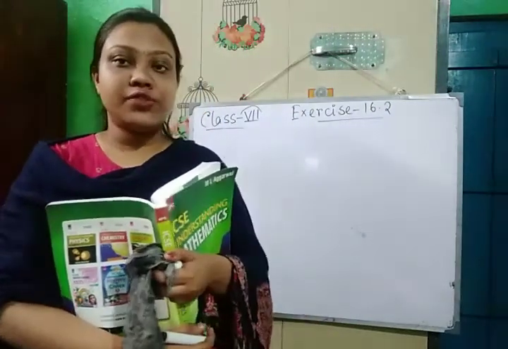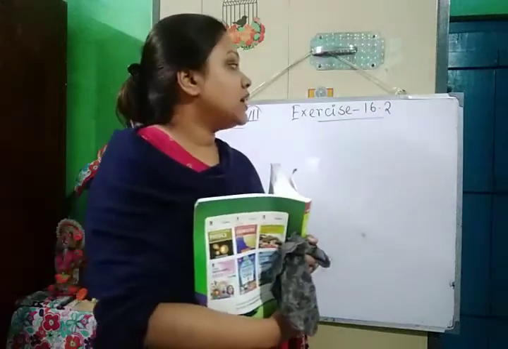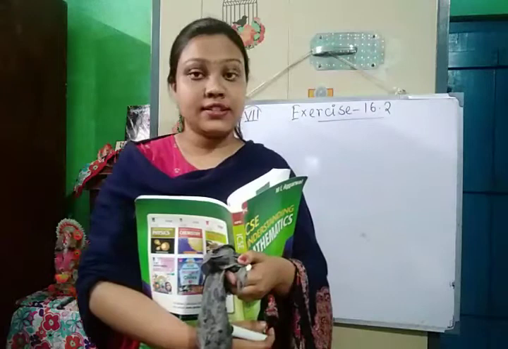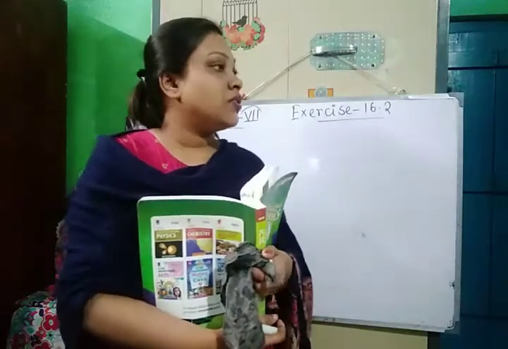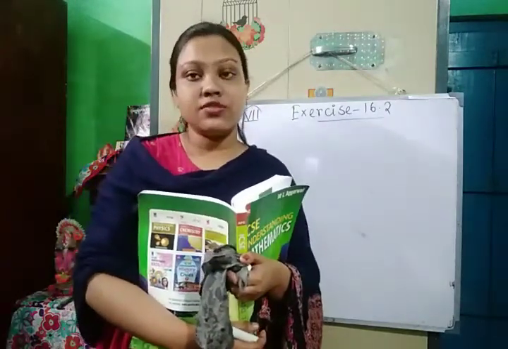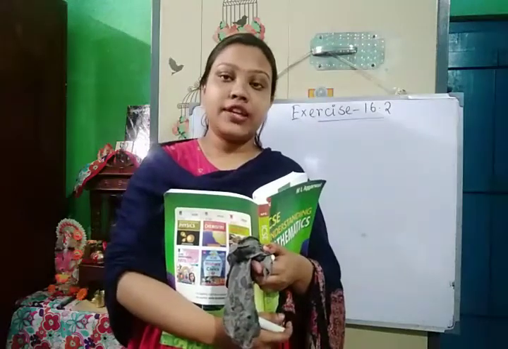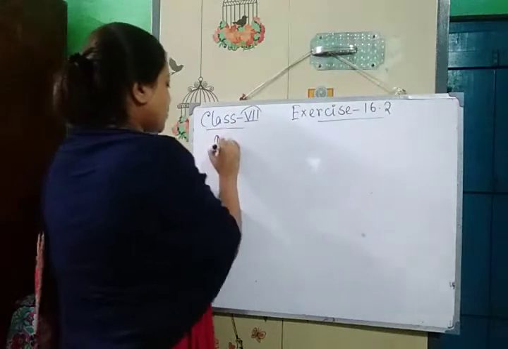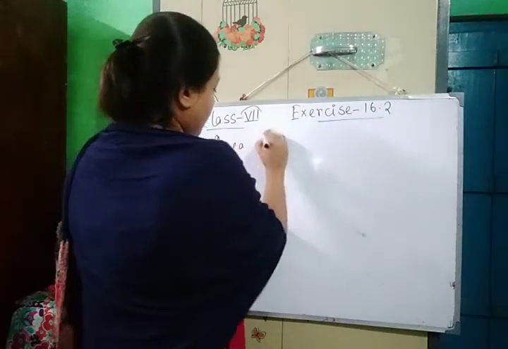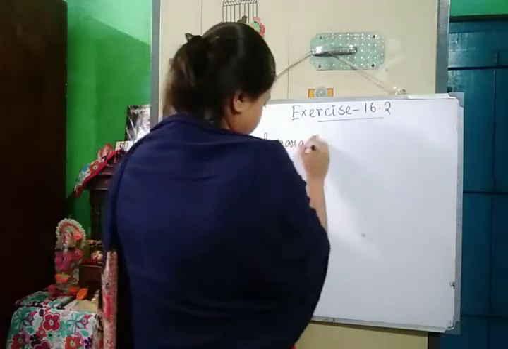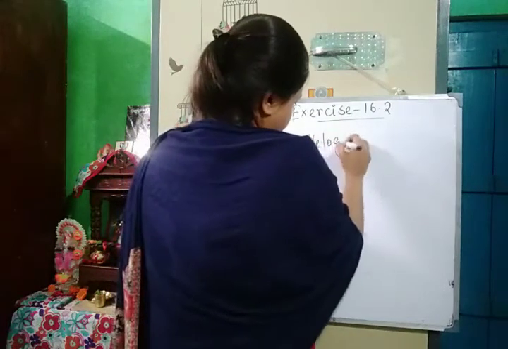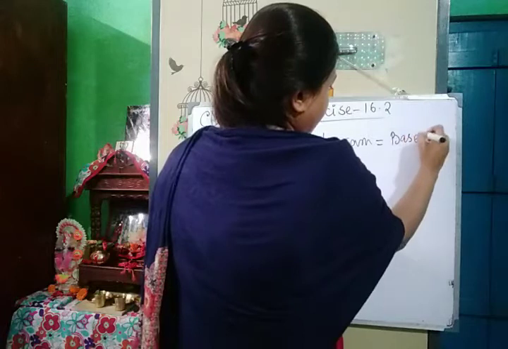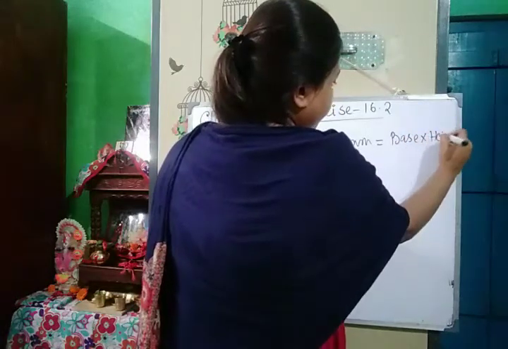Today in this video we will do exercise 16.2 and we will do maths on area of parallelogram and triangles in this class. Okay. So first, before going to the exercise, we need to know the formula to find out the area of parallelogram and triangle. So what is the formula to find out the area of a parallelogram? The area of parallelogram is base into height.